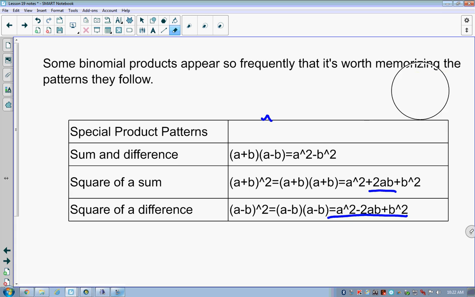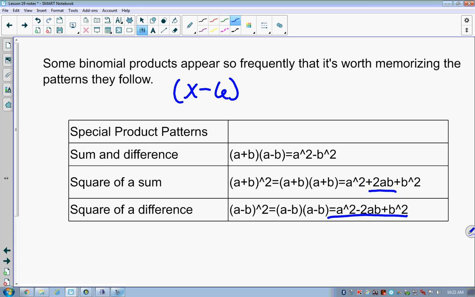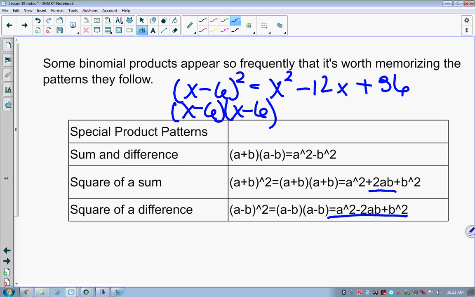Okay, let's pick another one and see how much quicker we can be once we understand the pattern. Let's say x minus 6 squared. We know we're going to start off with x squared, and then negative 12x plus 36. Do we get that, or do we want to do another? You got it? So that's a square of a difference. Even if they show me x minus 6 times x minus 6, it's the same thing.